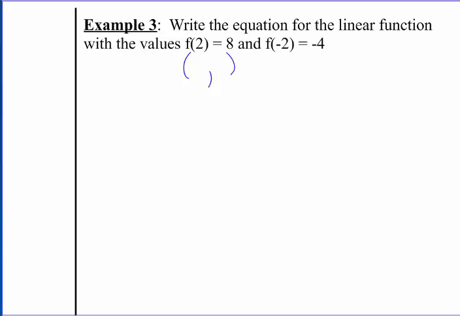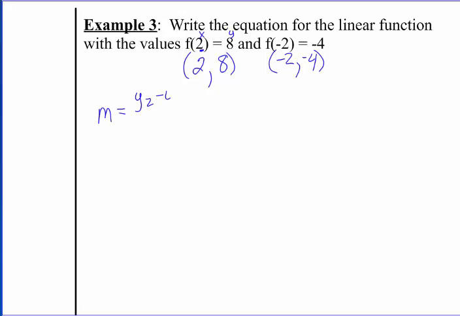Rewrite it as an ordered pair. So the number in the parentheses is your x value, and then remember f of x equals the y value. So x is 2, y is 8. Same thing with the other point, negative 2, negative 4. Now we have 2 points. We don't know the slope yet, so we have to find the slope first.